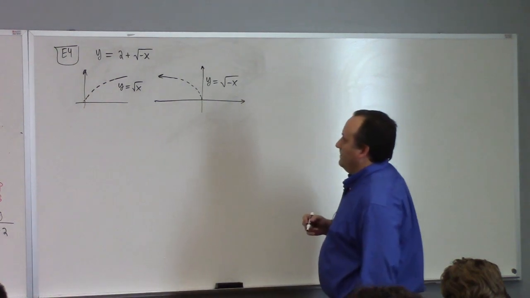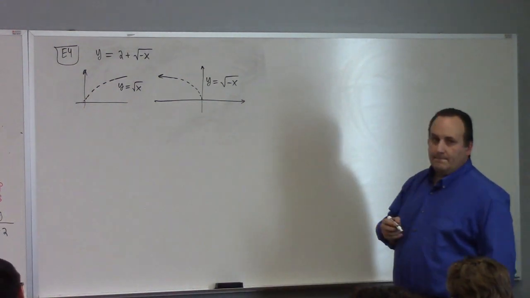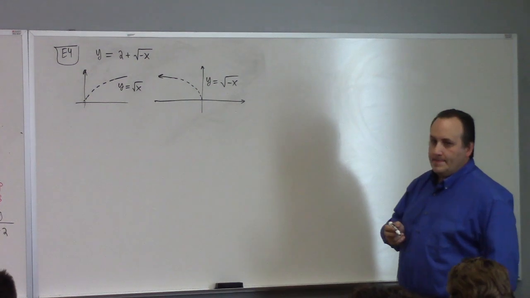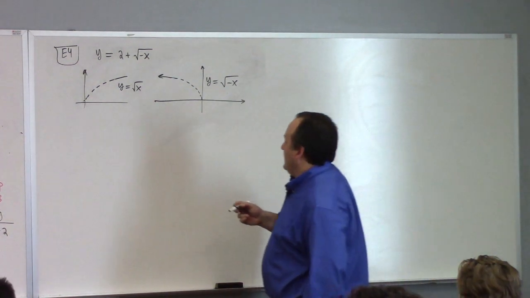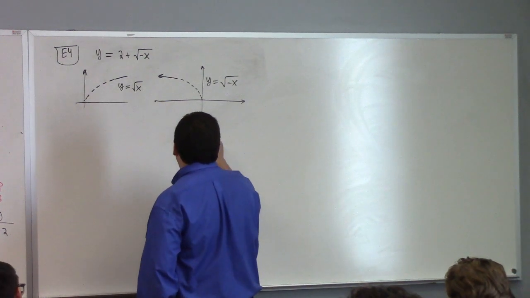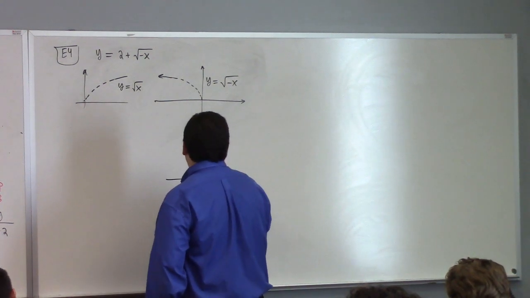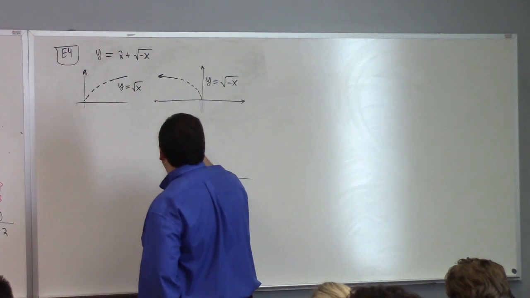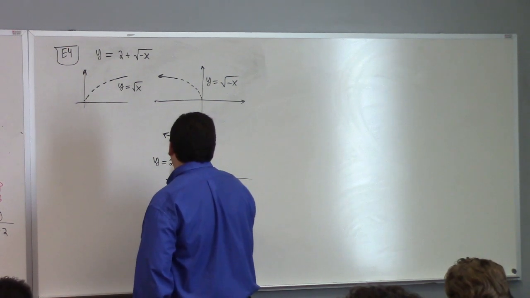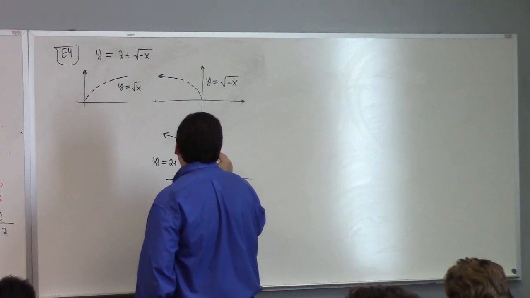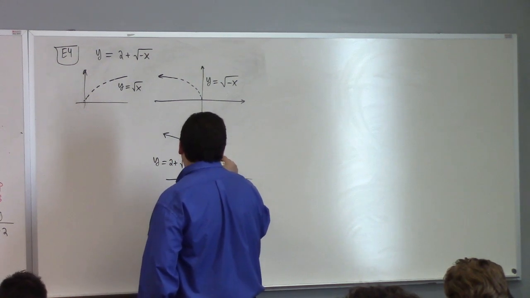And then what do I do? Anybody? Going to go up 2. Yeah, then I go up 2. So finishing move here. There you go. That's y equals 2 plus the square root of minus x. And that y-intercept right there is 0, 2.